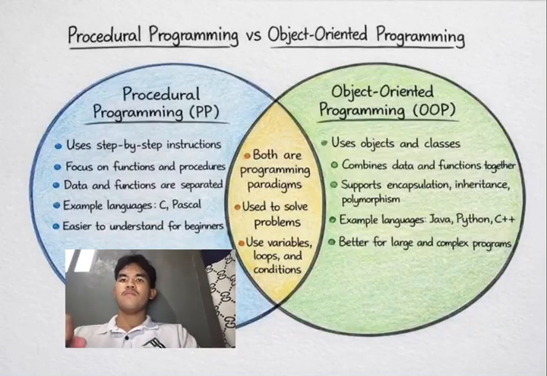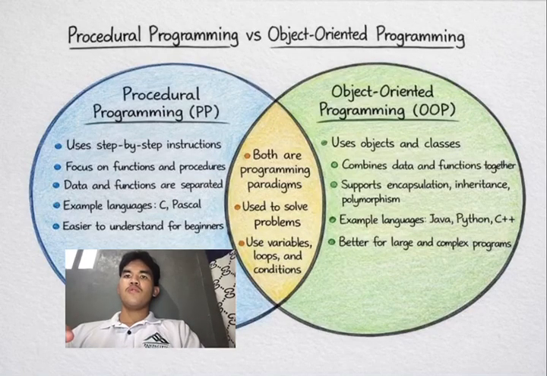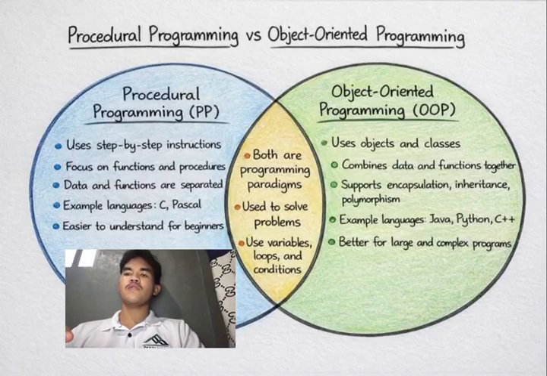Good day, everyone. I will explain the difference between procedural programming and object-oriented programming using a Venn diagram. Procedural programming focuses on step-by-step procedures or functions. The data and functions are separated, and it is easier to learn, especially for beginners. Examples of these are C and Pascal.